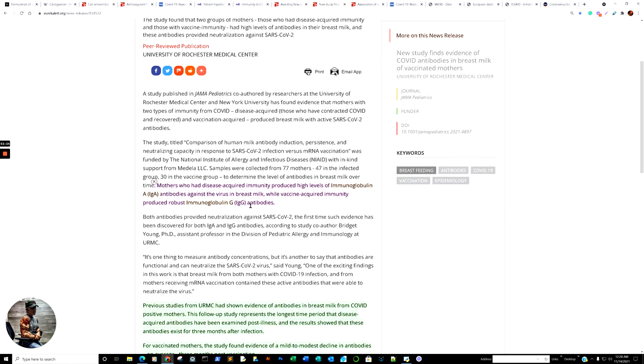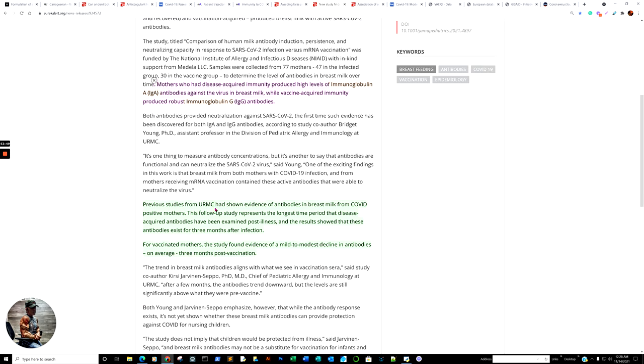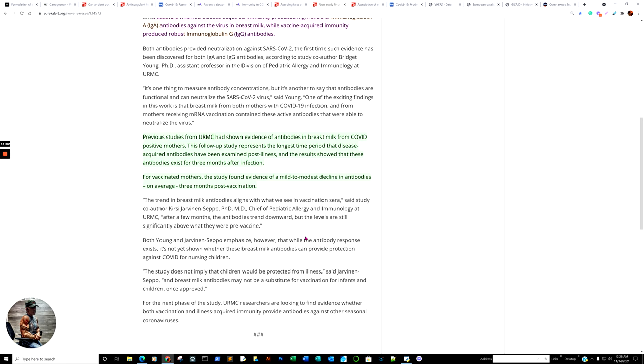But to proceed. Mothers who had disease-acquired immunity produced high levels of immunoglobulin A antibodies against the virus in breast milk, while vaccine-acquired immunity produced robust immunoglobulin G antibodies. There's a difference. Previous studies from URMC had shown evidence of antibodies in breast milk from COVID-positive mothers. The follow-up study represents the longest time period disease-acquired antibodies have been examined post-illness, and the results show that these antibodies exist for 3 months after infection. For vaccinated mothers, the study found evidence of a mild to modest decline in antibodies on average 3 months post-infection. And I'll leave it at that.